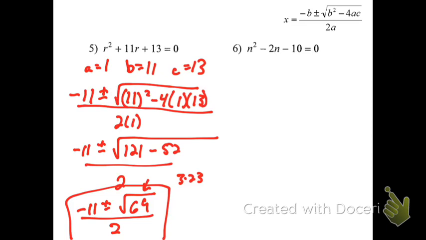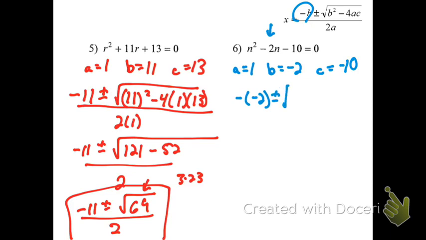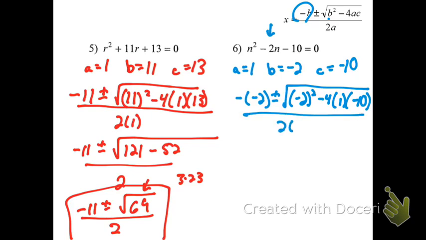Since that was a short one, I'm also going to do number 6, because this one you have a negative b, so I have to show you at least one example of this. So a is equal to 1, b is equal to negative 2, and c is equal to negative 10. So this is what we have to do. Since it's the opposite of b, it's the opposite of negative 2, plus or minus the big square root, and it's b squared, so that'll be parentheses negative 2 squared, minus 4 times 1 times negative 10. This is all over 2 times 1.